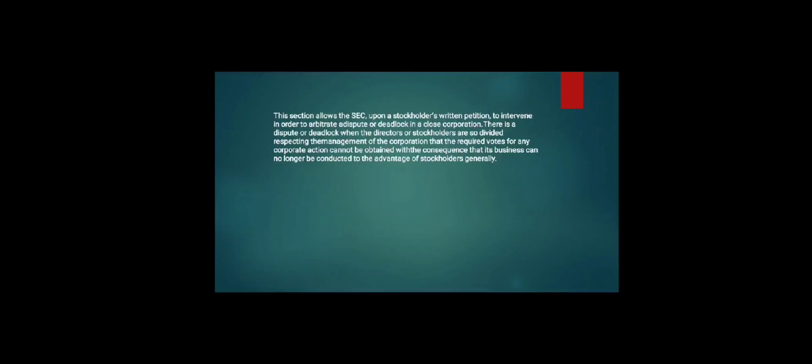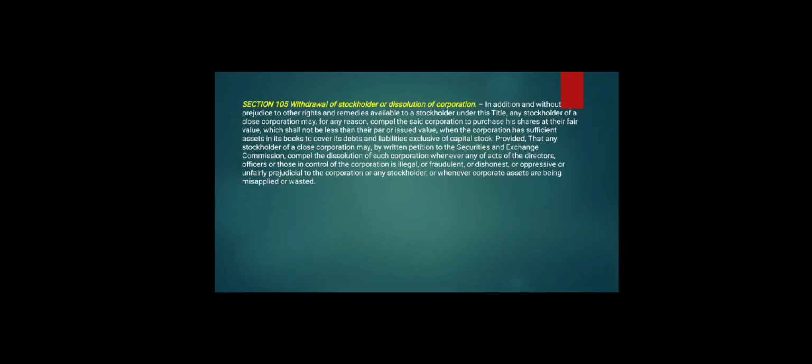This section allows the Securities and Exchange Commission, upon a stockholder's written petition, to intervene in order to arbitrate a dispute or deadlock in a closed corporation. There is a dispute or deadlock when the directors or stockholders are so divided respecting the management of the corporation that the required votes for any corporate action cannot be obtained, with the consequence that its business can no longer be conducted to the advantage of stockholders generally.